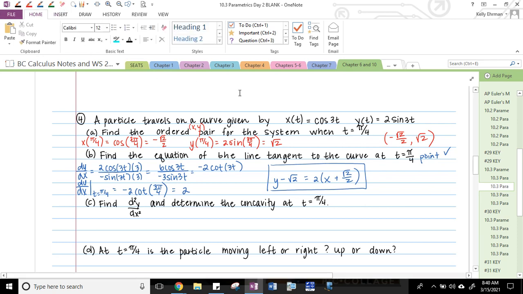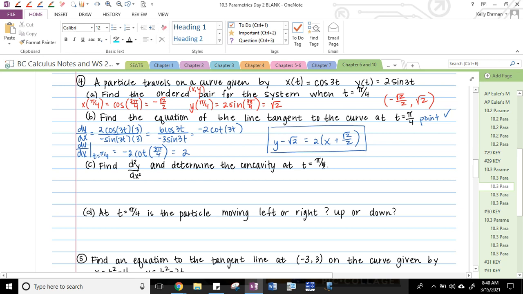Find the second derivative and determine the concavity at t equals pi over 4. All right, so the second derivative, remember, is the derivative with respect to t of the answer you got from the first derivative, negative 2 cotangent of 3t. And don't forget to divide it by x prime. X prime was negative 3 sine of 3t.